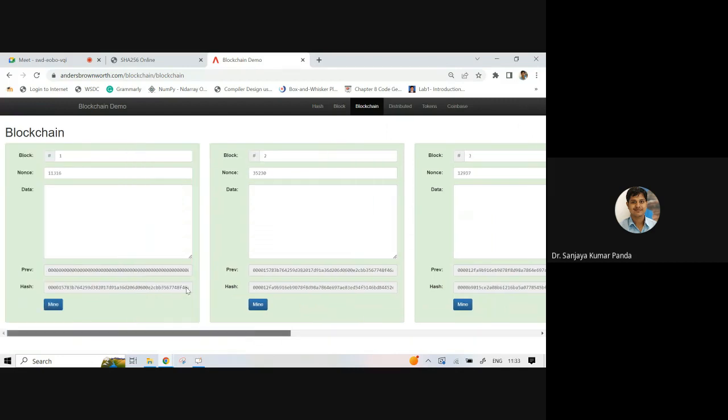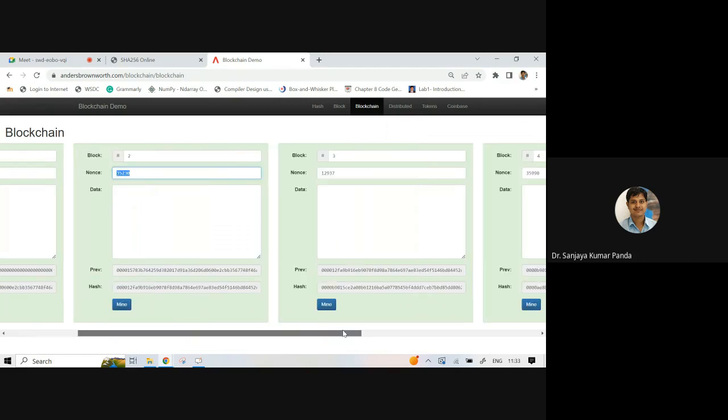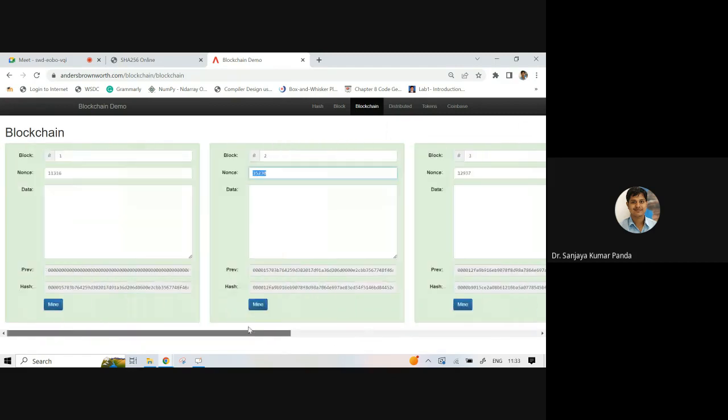And you can see the nonce. The nonce values are different in each and every block. Although it is generated randomly, it is unique in each block. And you can write some data here. Now all are in green because you can see the previous hash of block 1 is not there, right? It is a genesis block. That's why it is filled with all zeros. All zeros indicate there is no predecessor of block 1.